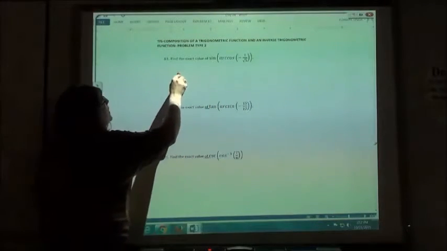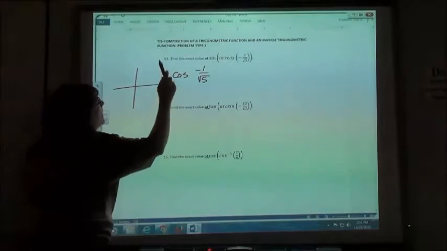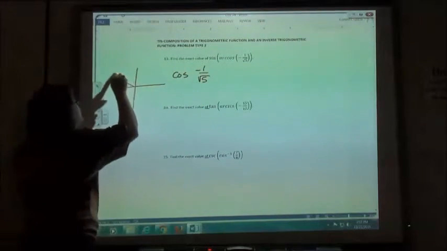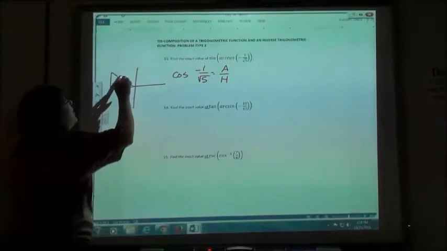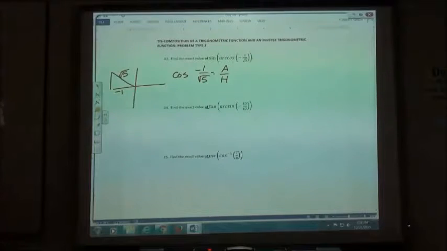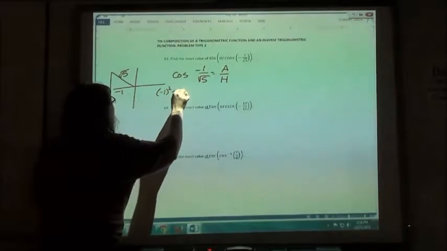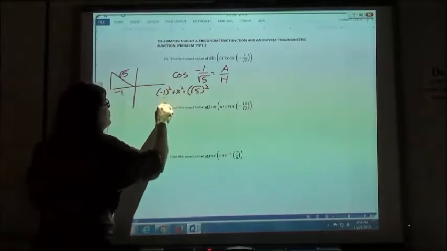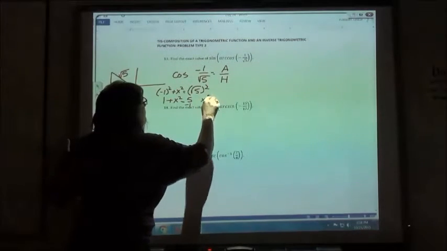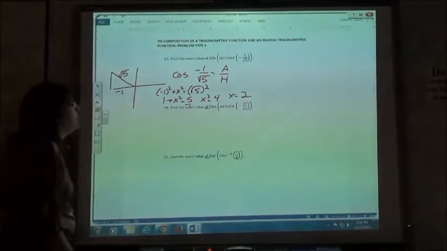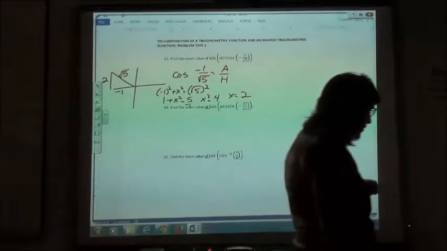So if I'm doing the inverse cosine, I know I have negative 1 over the square root of 5. Cosine is going to be negative in quadrant 2. Cosine is the adjacent over the hypotenuse. So the adjacent is negative 1. The hypotenuse is always positive, square root of 5. I can find my missing side by using the Pythagorean Theorem. So negative 1 squared plus x squared equals the square root of 5 squared. So this would be 1 plus x squared equals 5. If I subtract 1, I get 4. So x is going to equal 2. My x is going up, so I'm going to get a positive 2 for my missing side over there.